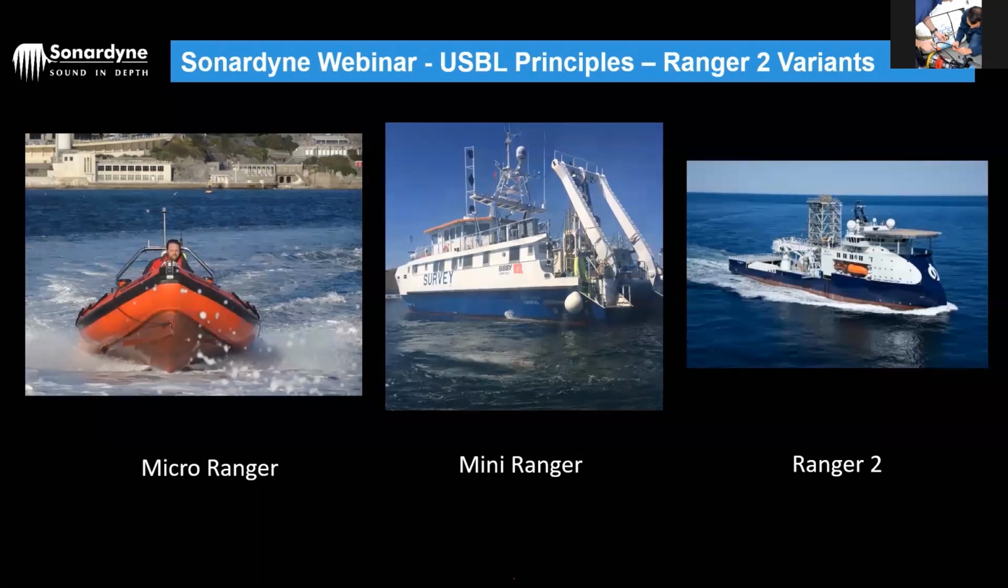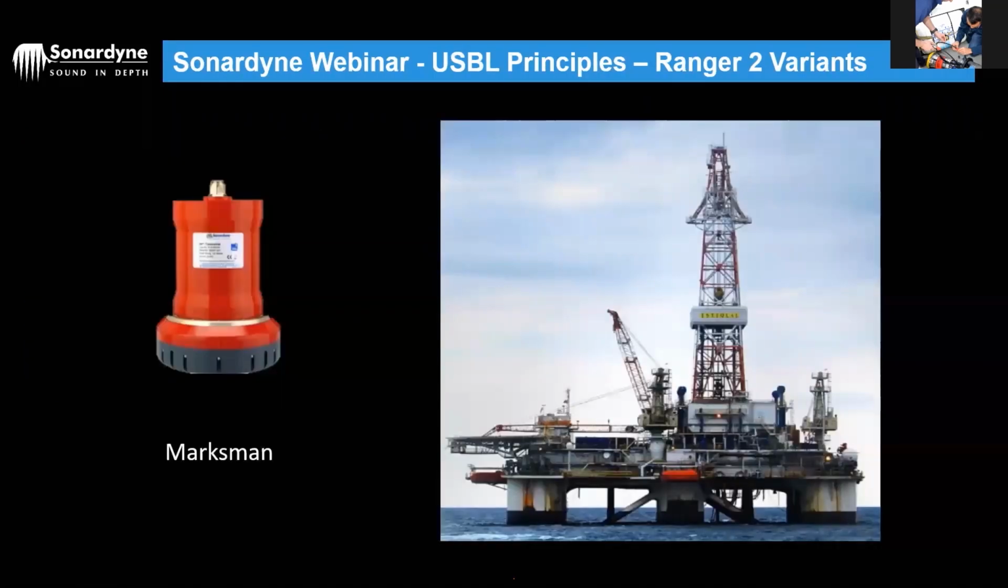The sorts of vessels these might be on: Micro Ranger would be on something like a small rib or a small boat, inshore craft. The Mini Ranger is for medium size vessels, and this is a reasonably large medium vessel, but it could be a standard survey catamaran. And then your large offshore vessels for Ranger 2. The crossover point between these is the cable length. Mini Ranger 2 has an Ethernet connection between the transceiver and the computer on the vessel, so you're limited by the length of cable on that. So if you go for a much larger vessel, then it's the Ranger 2 that you're going to use. And generally they have different applications.